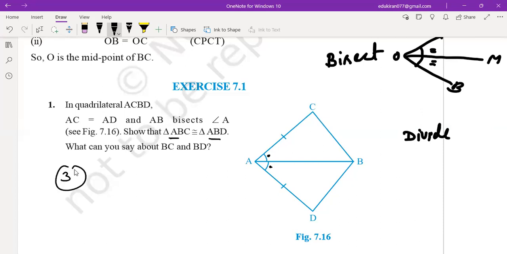So you have to find, now what you are going to do? You are going to do it like this. In triangle ACB, this one, and ADB, this one, you have to find the similarities, 3 similarities. First, second, third. Everyone try to do it and tell me the 3 similarities between this triangle and this triangle.